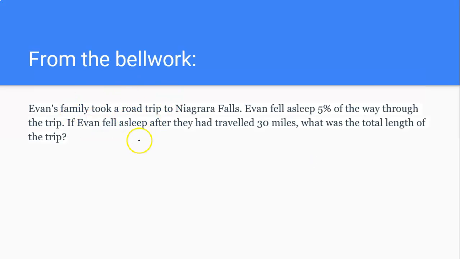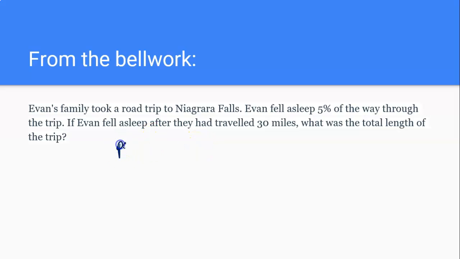I wanted to go over a couple of problems that we had on the Bell work that you had some trouble with. Evan's family took a road trip to Niagara Falls. Evan fell asleep 5% of the way through the trip. If Evan fell asleep after they had traveled 30 miles, what was the total length of the trip?